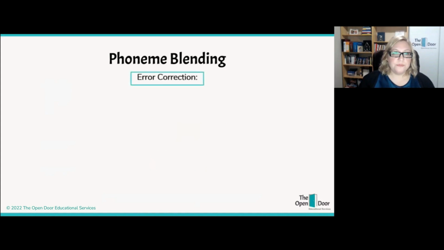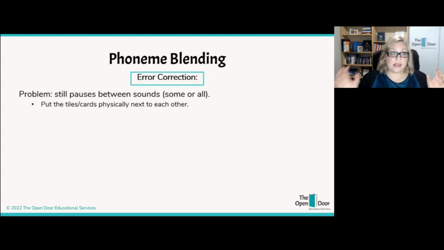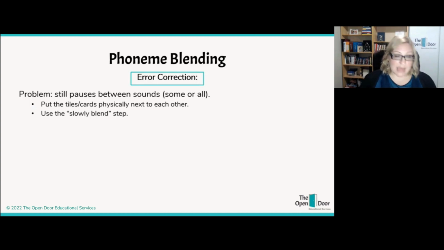So the error correction process. Some of the problems is that they still pause between the sounds, either between a couple of the sounds or even between all of the sounds. So one thing is actually physically moving those tiles or cards so that they're right next to each other when they're doing that blending phase, so that there isn't an actual visual space between them. That can actually help. But it is in that slowly blend step that you can work on this error.